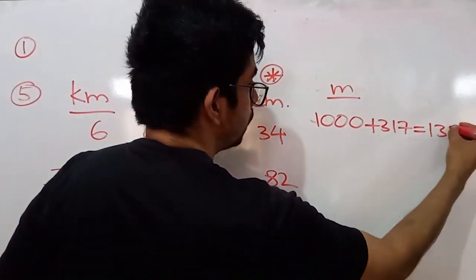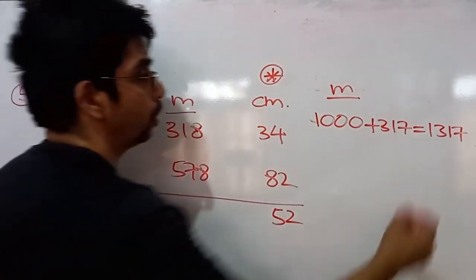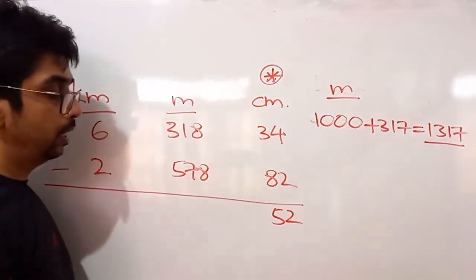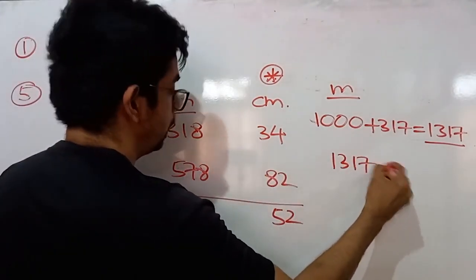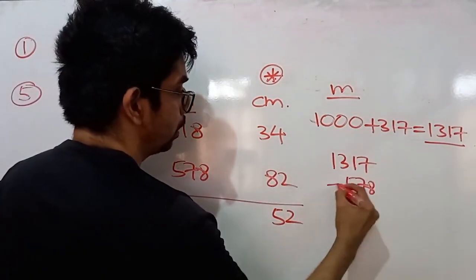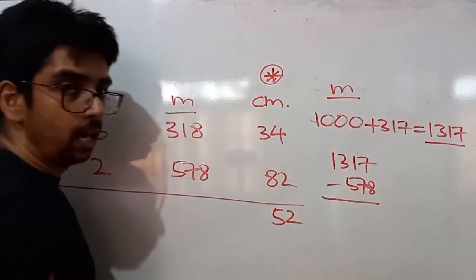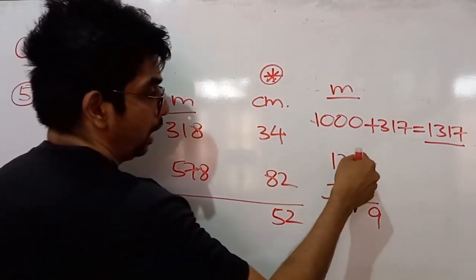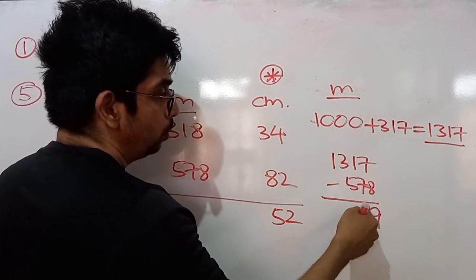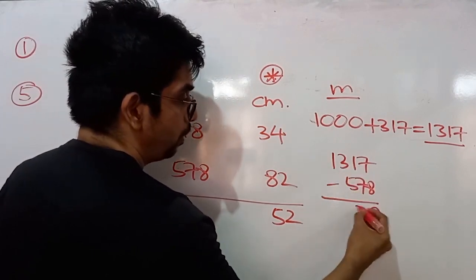So 1317. That is the total amount of meters. From that we can subtract 578. 7 minus 8 we can't do. 17 minus 8 we know that's a 9. 0 minus 7 we can't do. Right? 10 minus 7 we know that's a 3.